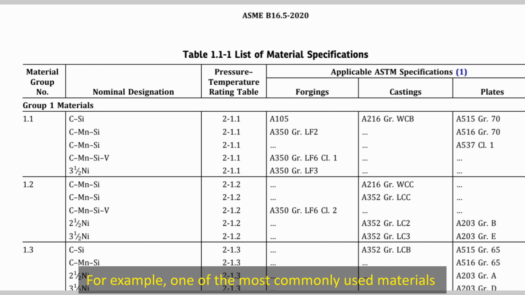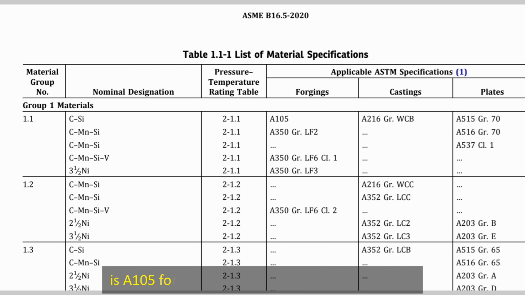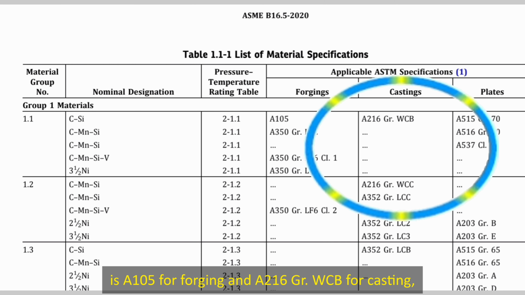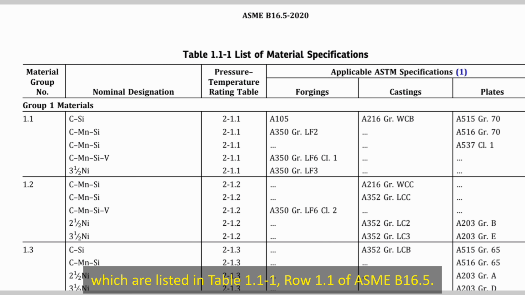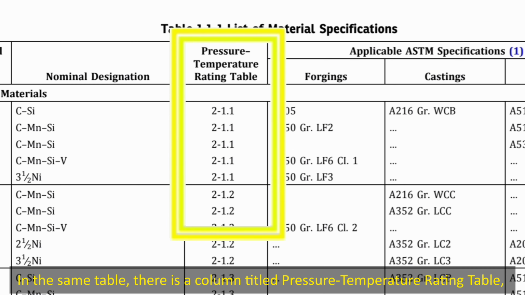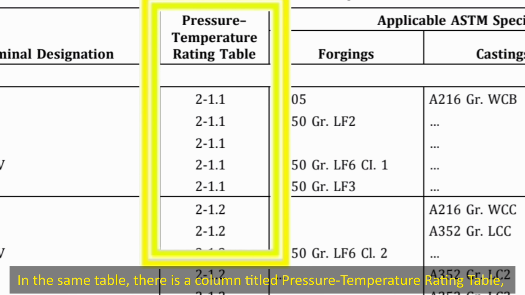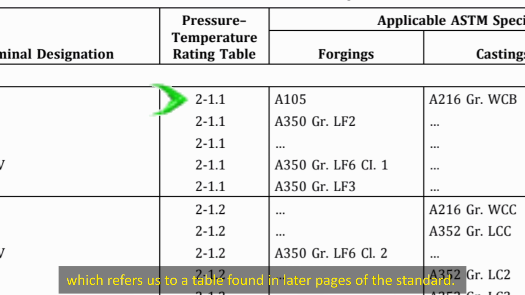For example, one of the most commonly used materials is A105 for forging and A216 Grade WCB for casting, which are listed in Table 1.1, Row 1.1 of ASME B16.5. In the same table, there is a column titled Pressure Temperature Rating Table, which refers us to a table found in later pages of the standard.